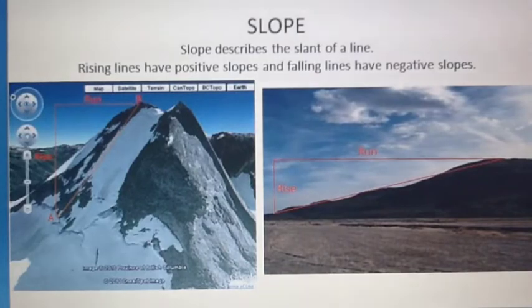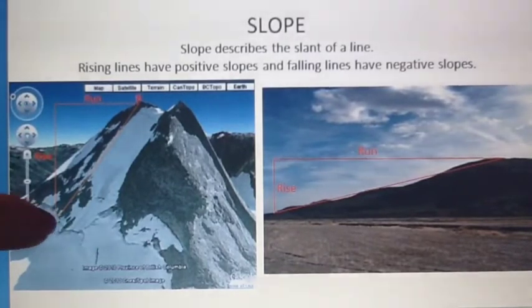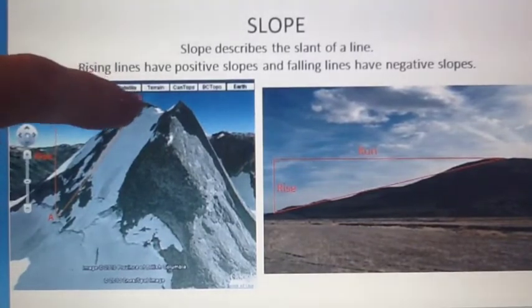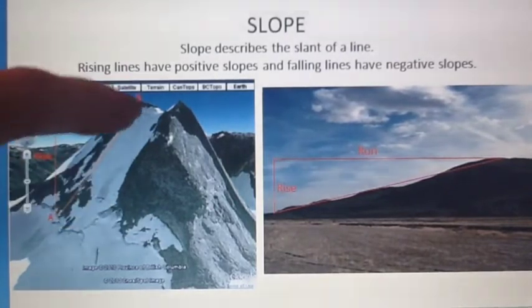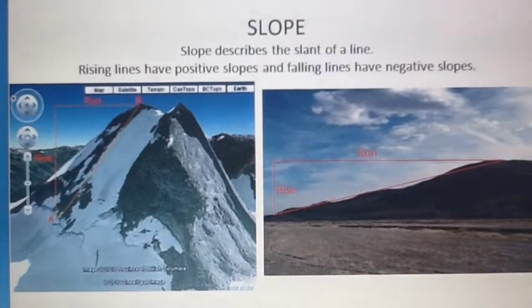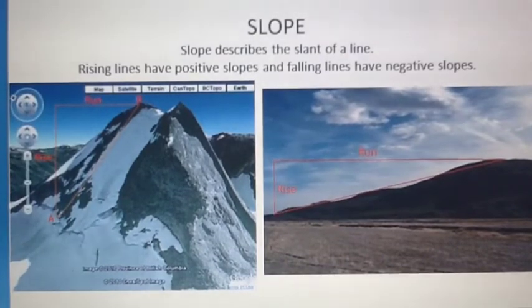Rising lines have a positive slope and falling lines have a negative slope. So of course if I were standing on A, that would be a positive slope. But if I were standing on B, the rise would actually be a fall. So it would be the fall over the run. And then from B looking down would be a negative slope. All right.